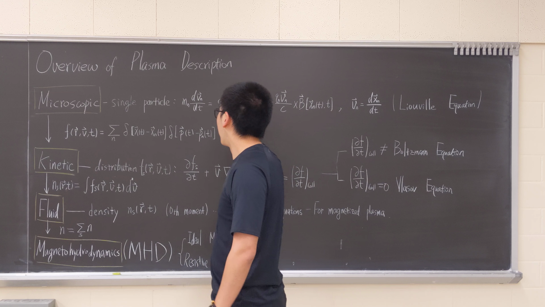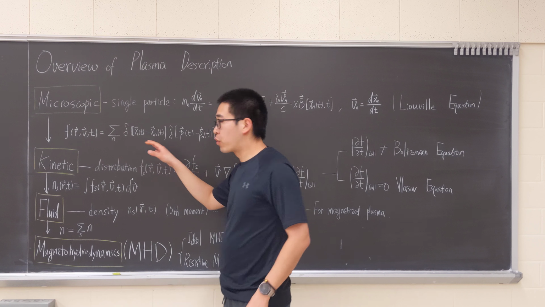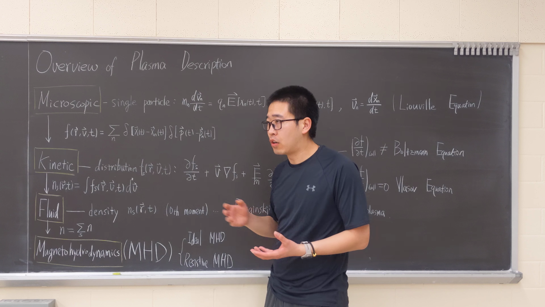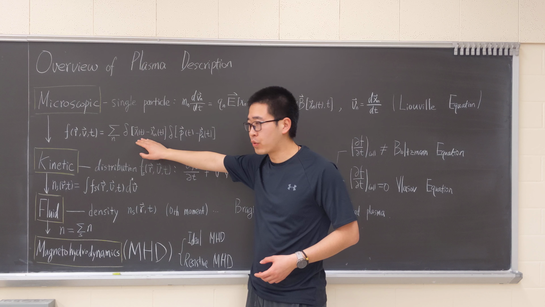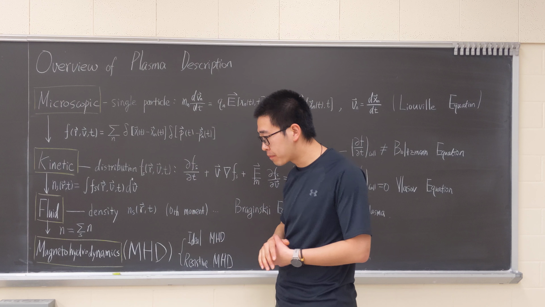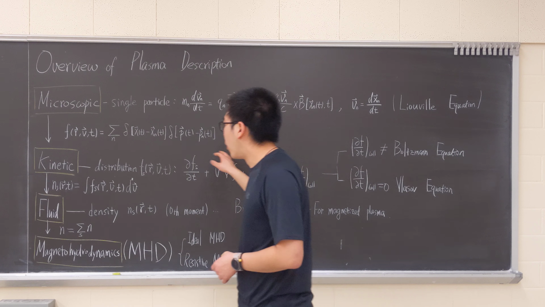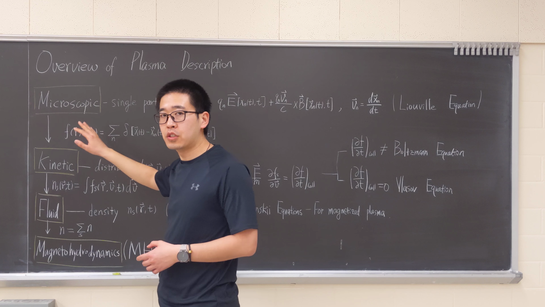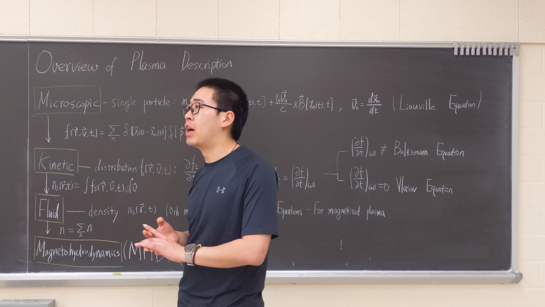If you sum all the particles together, of course, a particle can be thought of as a delta function in terms of location and velocity or momentum. So if we sum all of them together, we will end up left with a distribution function in terms of position, velocity, and time.